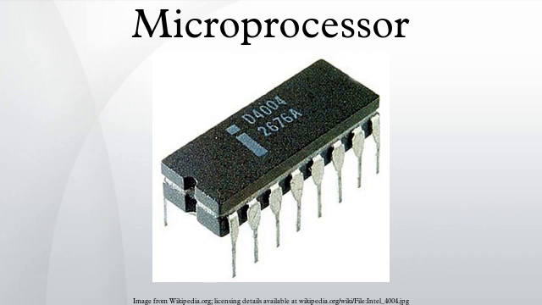It is an example of sequential digital logic, as it has internal memory. Microprocessors operate on numbers and symbols represented in the binary numeral system. The integration of a whole CPU onto a single chip or on a few chips greatly reduced the cost of processing power. The integrated circuit processor was produced in large numbers by highly automated processes, so unit cost was low. Single-chip processors increase reliability as there are many fewer electrical connections to fail. As microprocessor designs get faster, the cost of manufacturing a chip generally stays the same.